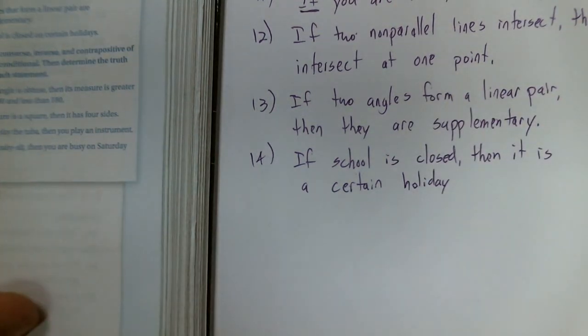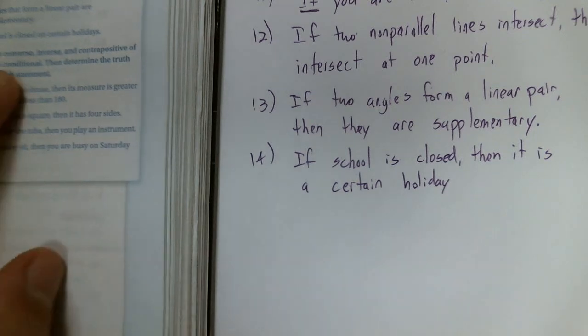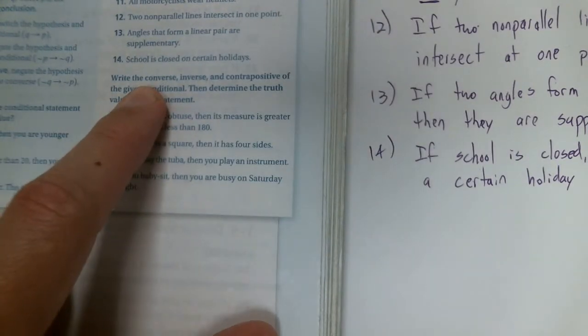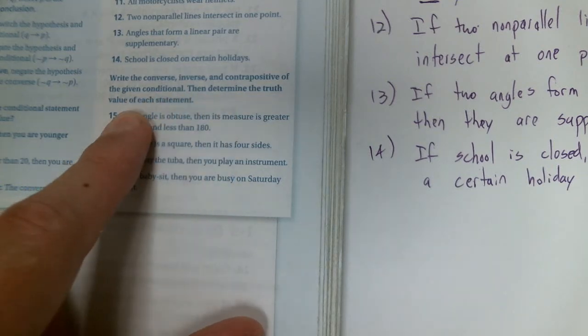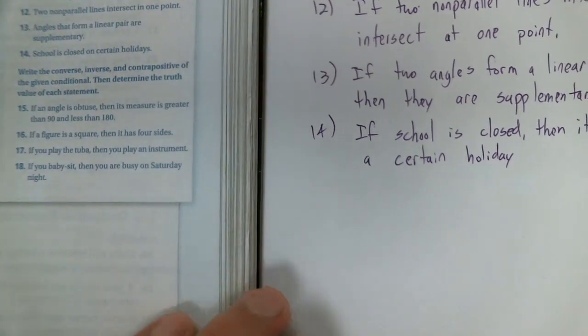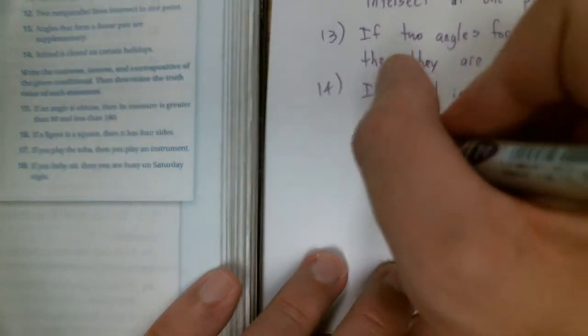Okay. All right, so the rest, 15, 16, 17, and 18, they want you to write the converse, the inverse, and the contrapositive given the conditional. Determine the truth value of each statement. Okay, so remember, let's go ahead. I'm just going to go ahead and write this down.